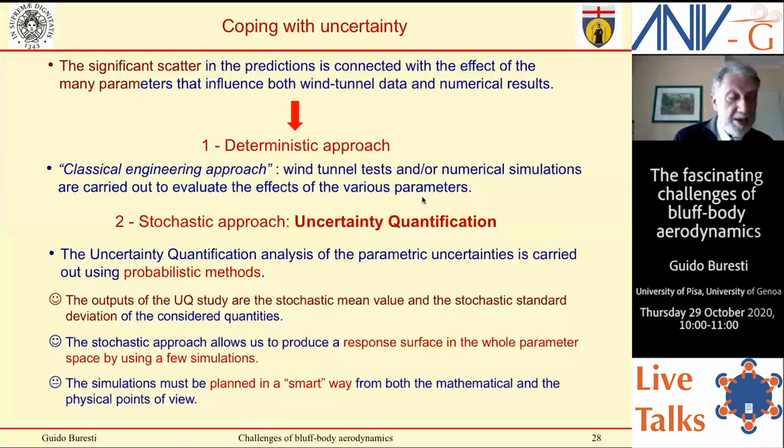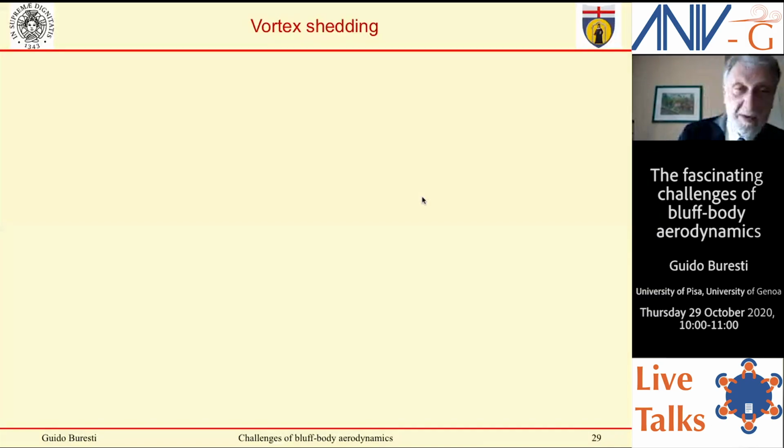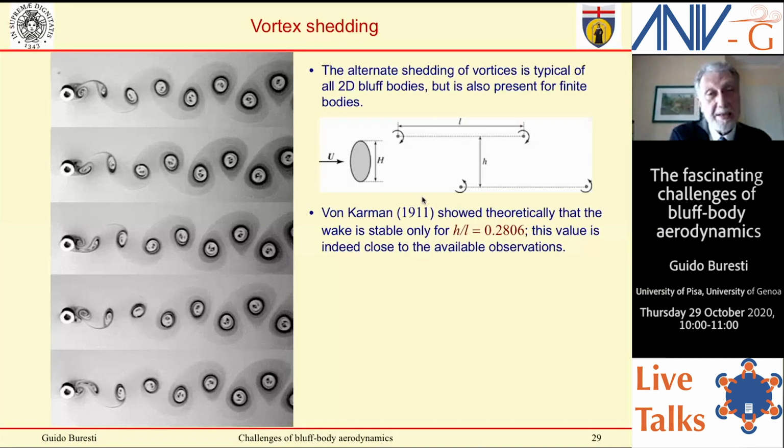And now we change subject. We go to vortex shedding. You probably know it. This is one of my favorite subjects on bluff body aerodynamics. This is an example of shedding, or alternate shedding of vortices. It's typical for all two-dimensional bluff bodies, but also for elongated bodies such as chimneys or skyscrapers, as you've seen.